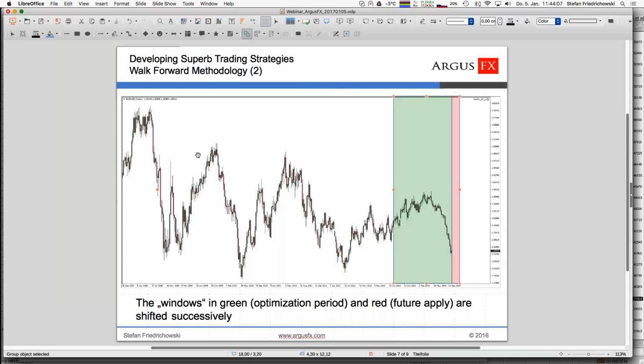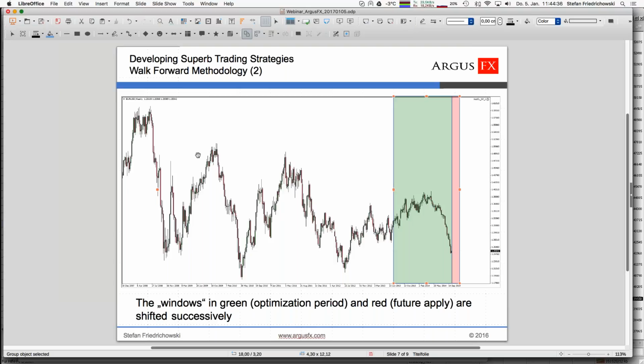I now look only at the trades in the then coming future. So the coming future has never been part of the optimization process. And that is the same as today, because now the green box ends at today, and tomorrow I want to trade real live in my account. And that is the methodology, walk forward.